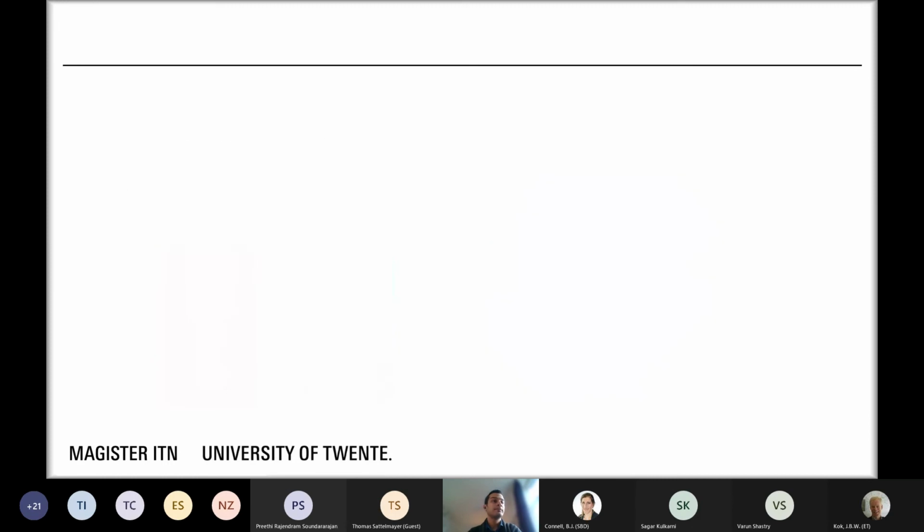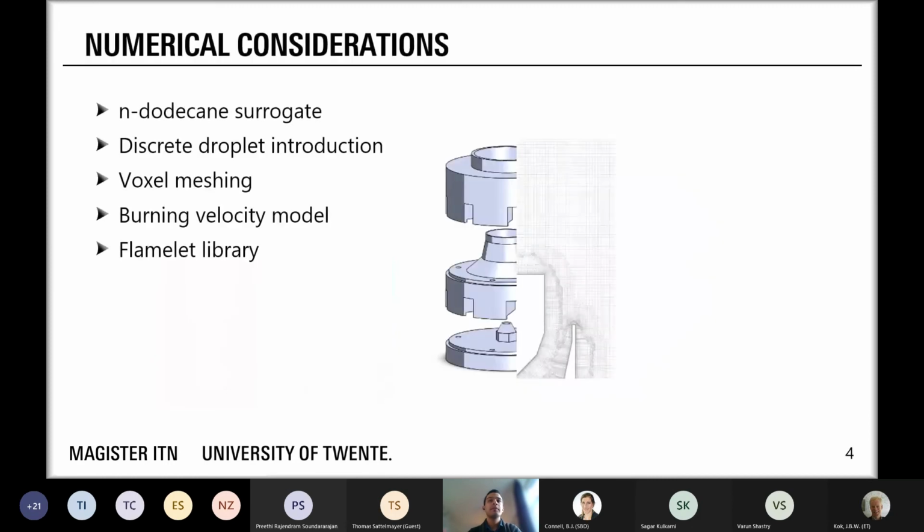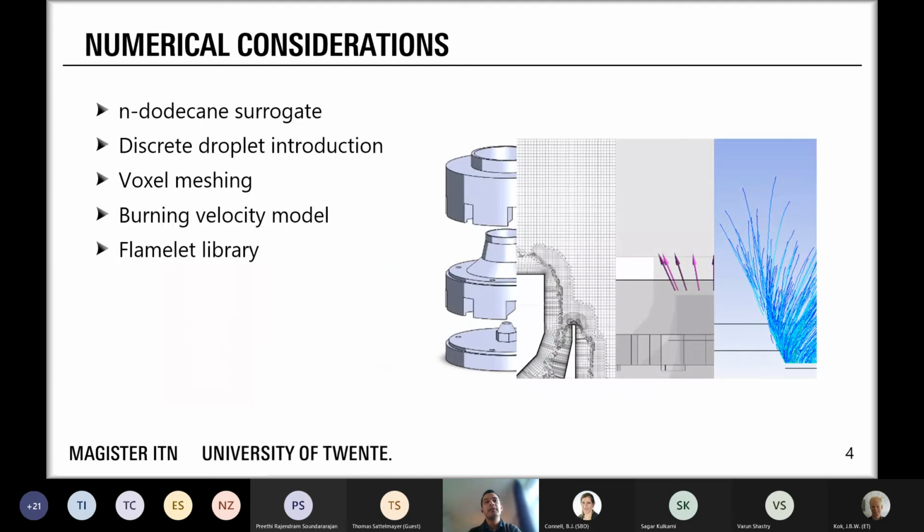But moving on, similar issues that Varun was highlighting in terms of fuel categorization, here also we looked at n-dodecane and also a mixture of it with trimethylbenzene. But we ended up going with the n-dodecane in the end. That's also a technical limitation with the CFD package we're using.